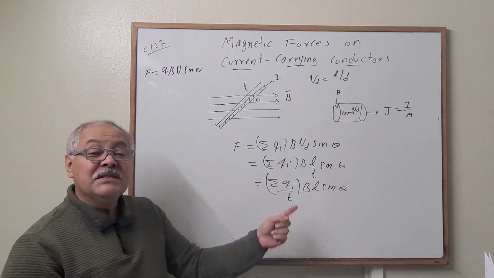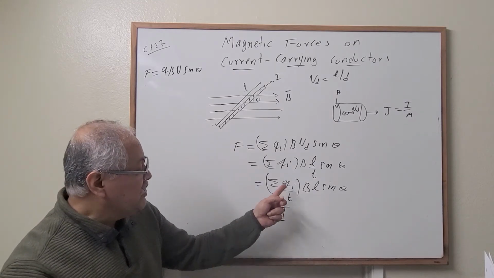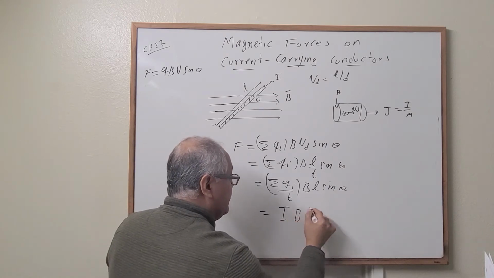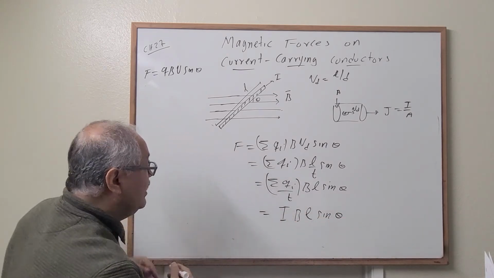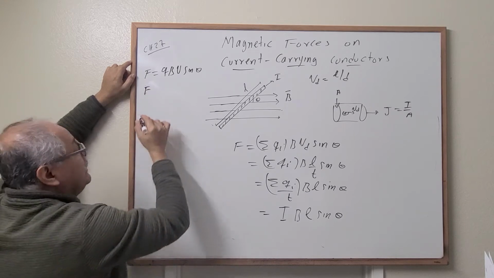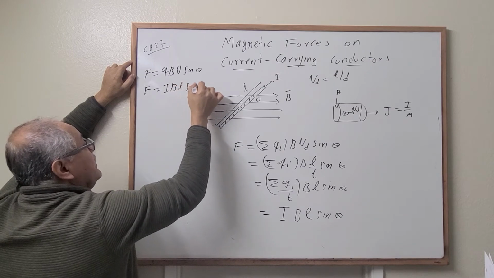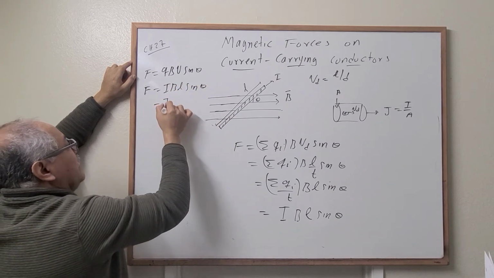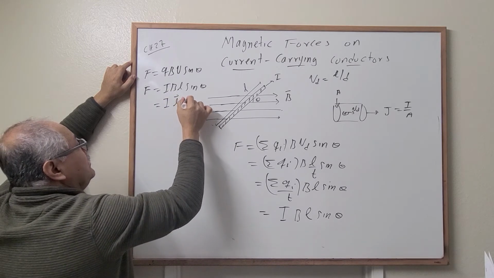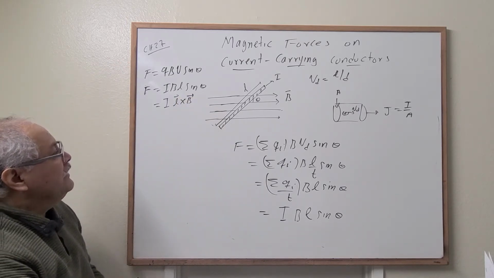And what is this? That's the total charge. So the charge divided by the time is the total current, correct? The total current times B times L times sine theta. And this is the force acting on this segment of the conductor, equal to current times B times L times sine theta. Also, we can represent this in this way: current times the vector L cross product with the magnetic field. Perfect.